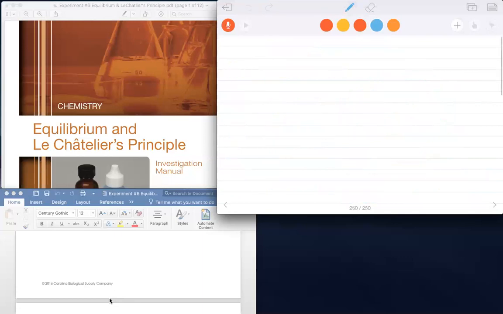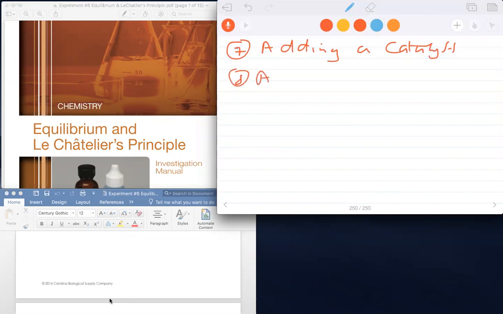I have another one here you should read on your own for the sake of your lecture exam. There is adding a catalyst, and I've also seen adding inert gas into a system in gaseous equilibrium. This is a catalyst. Seven is adding a catalyst. All right, I'm not going to talk about all of them, all the stresses.